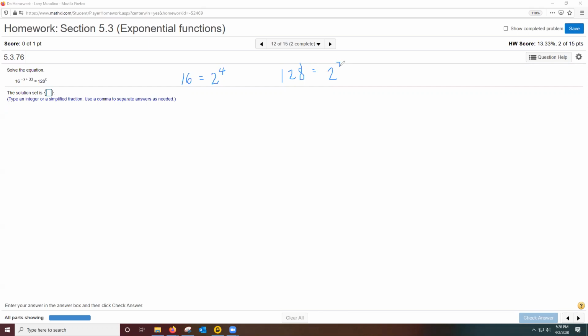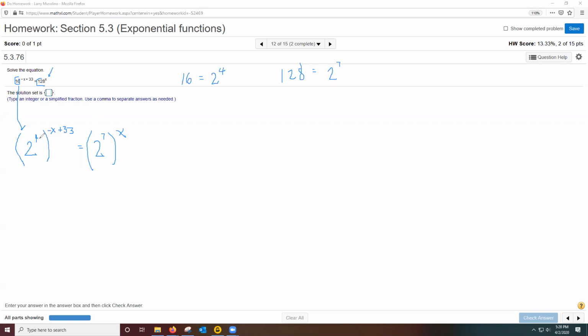All right, so here's what I'm going to do. I'm going to make some substitutions. In place of 16, I'm going to write 2 to the exponent 4. But I also have to bring down the original exponent I had, that was negative x plus 33. On the right side, 128, I'm going to replace with 2 to the exponent 7. But I also have to bring down the original exponent on the right side of the equation, which was x.